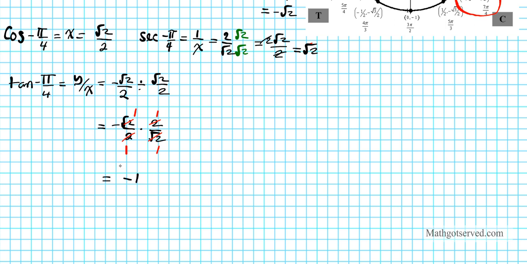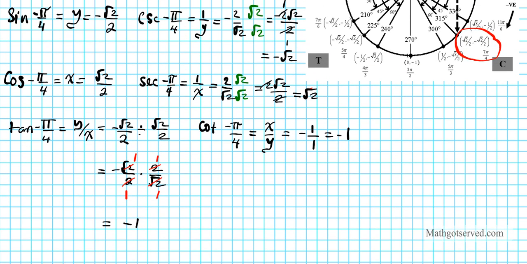Alright? Now your cotangent of negative pi over 4 is x over y, or the reciprocal of the answer we just got. The answer we just got is negative 1. If I reciprocate that, I'll have negative 1 over 1, which is still negative 1. Alright? So there goes our 6 trig ratios. Let's organize them on the right here.